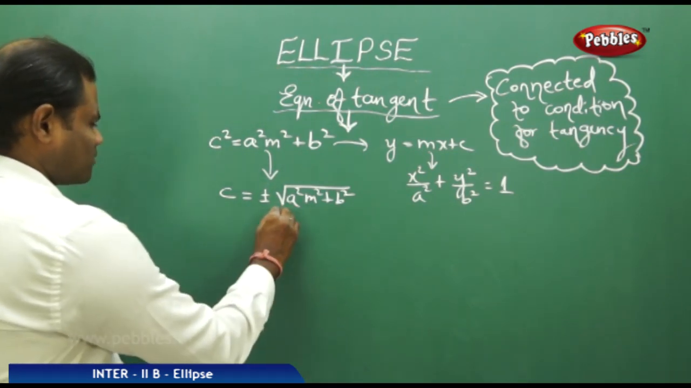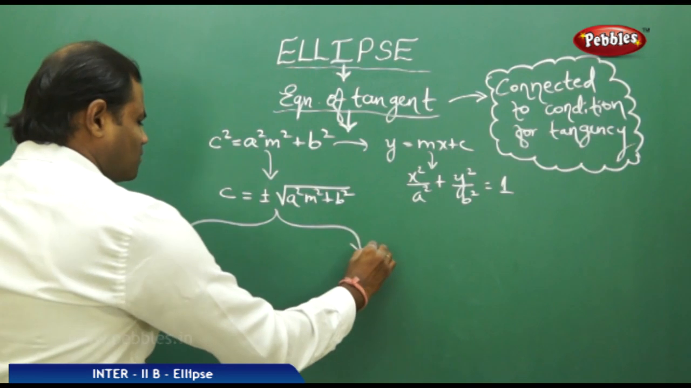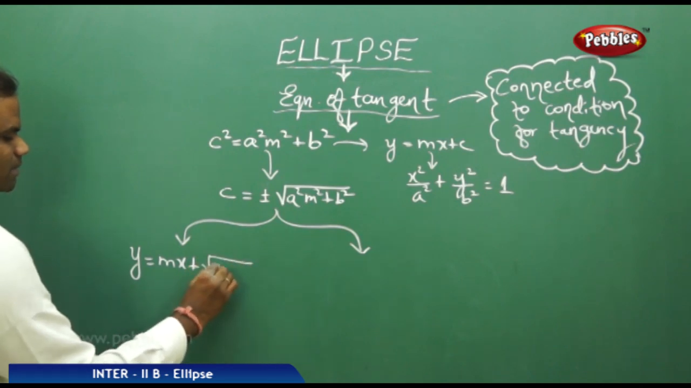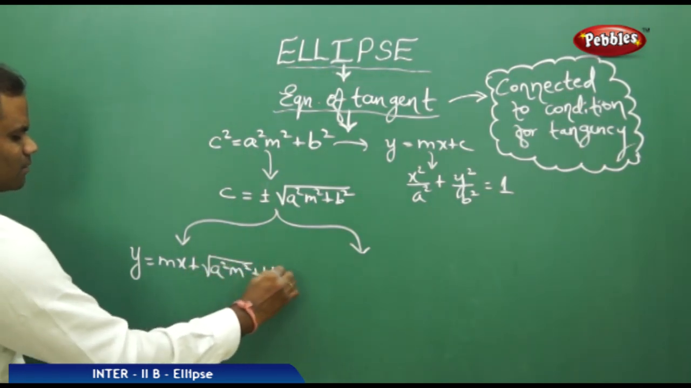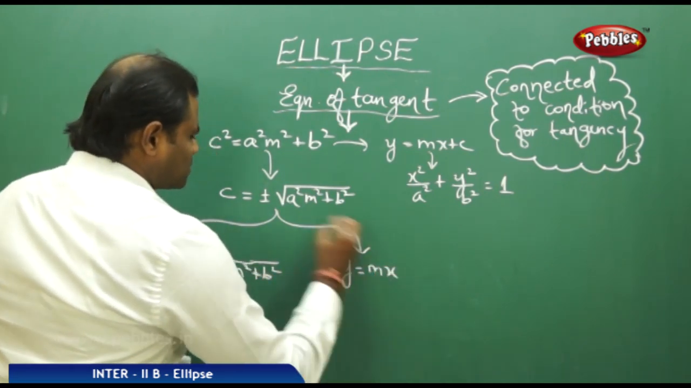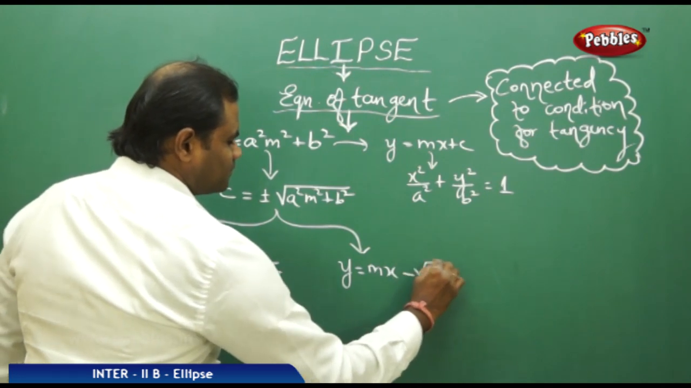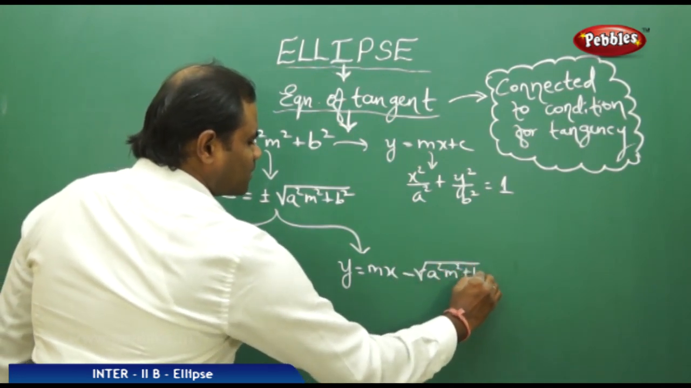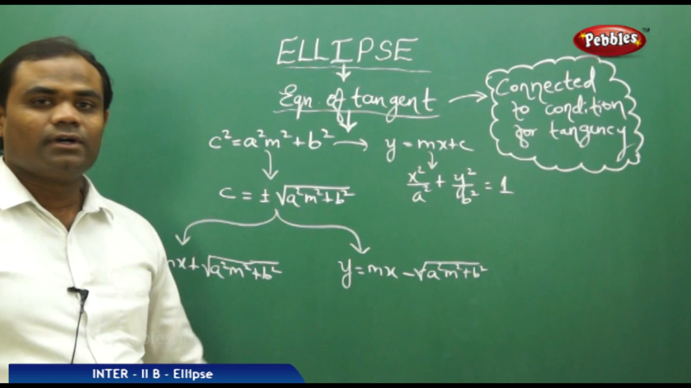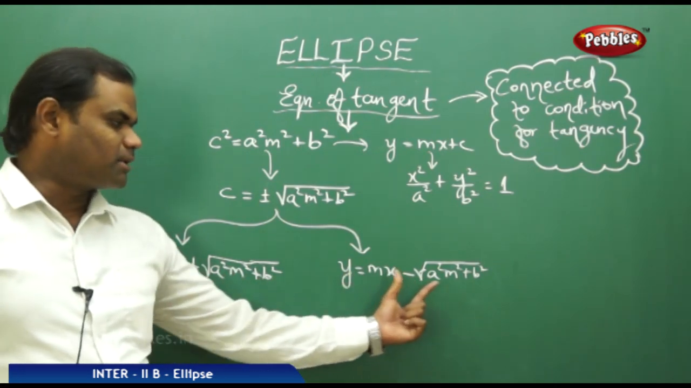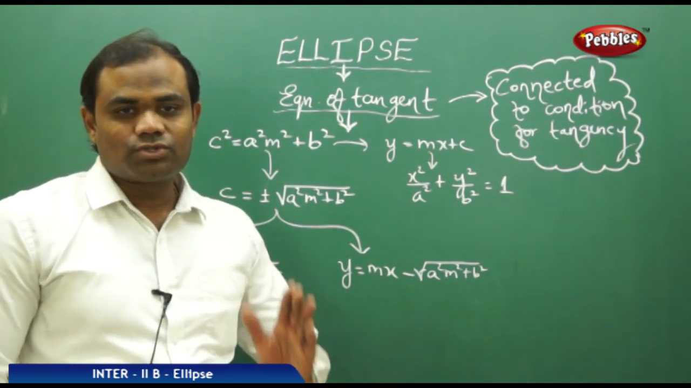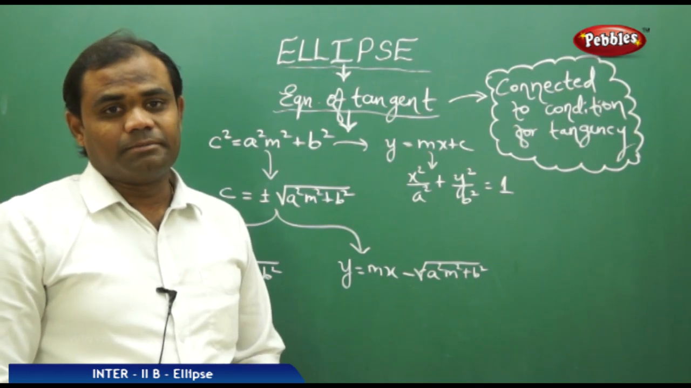These two values of c give me two lines, one given by y equals mx plus root of a squared m squared plus b squared, and the other given by y equal to mx minus root of a squared m squared plus b squared. That is how we understand the two cases of mx plus the root and mx minus the root. So these are said to be the two tangents for the ellipse. There are always two parallel tangents for the ellipse in this case.